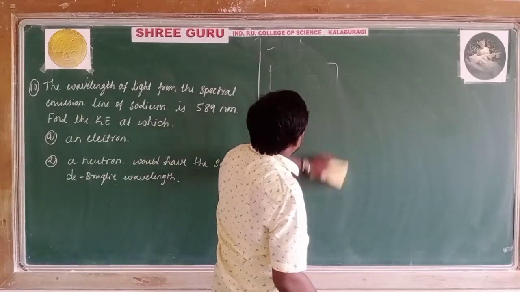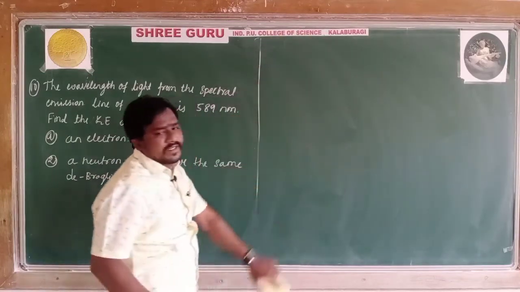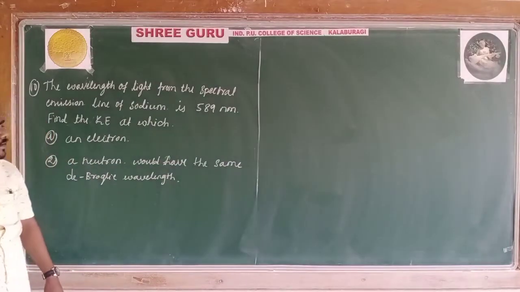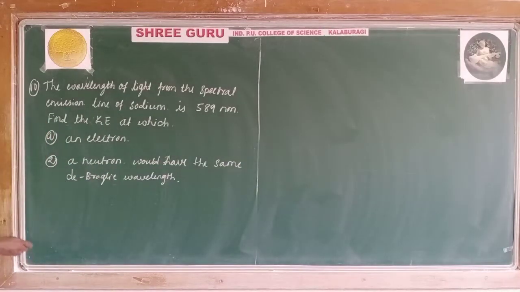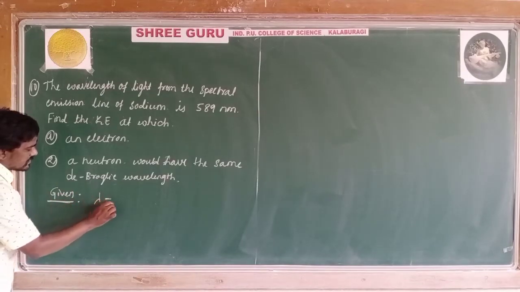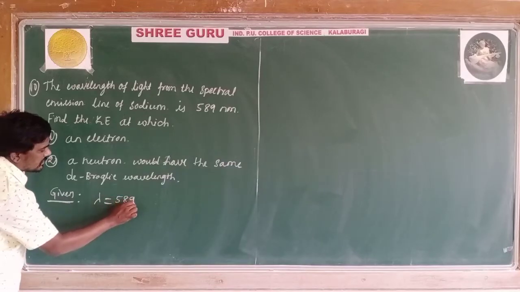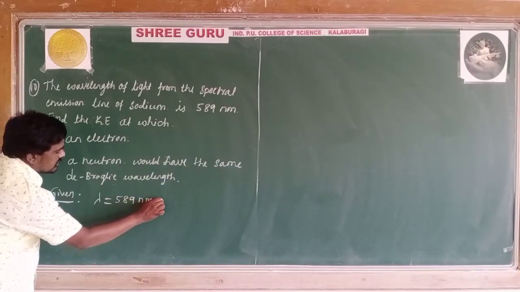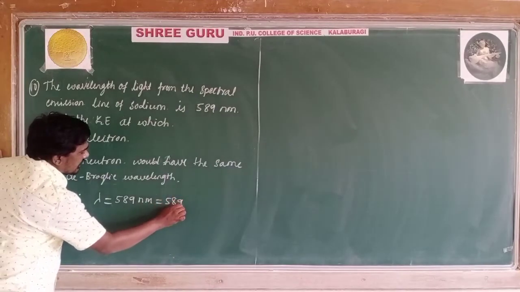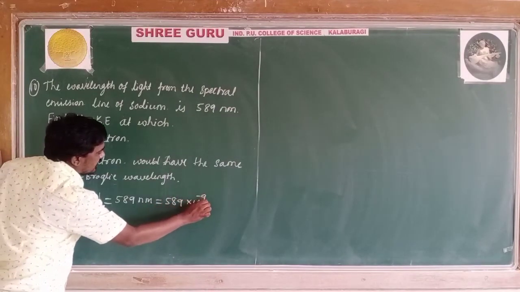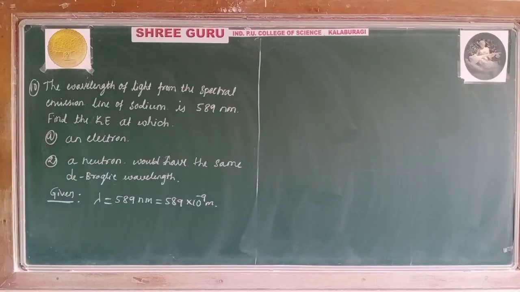Now, the expression we got is lambda is equal to h by under root of 2mEk. What are the given values they mentioned? One is the wavelength. Wavelength lambda is equal to 589 nanometer. Nano means 10 raised to minus 9 meter. This is about the given values.